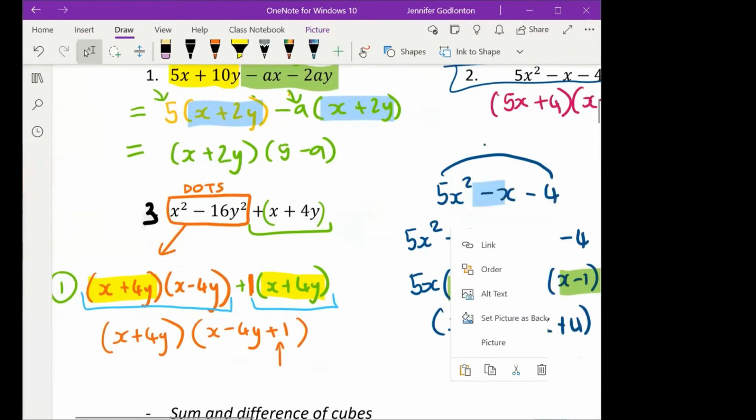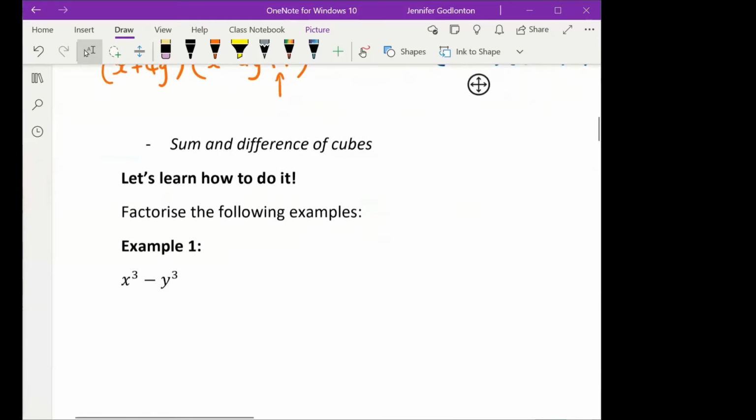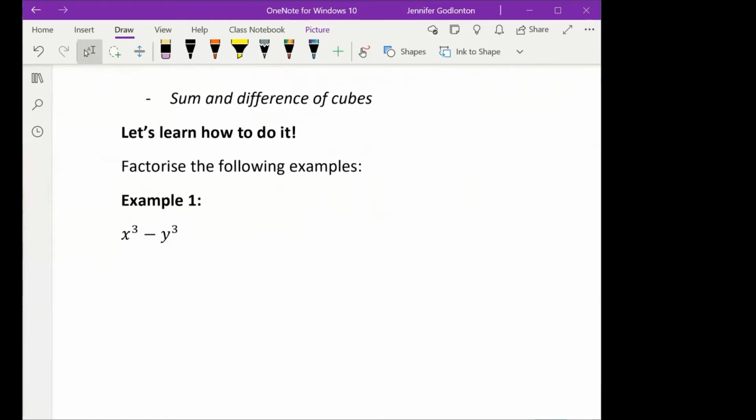Okay, no problem. All right, guys, today we are going to move into something called sum and difference of cubes. Now, sum and difference of cubes looks so confusing when you first see it. You are like, what on earth is happening? But it's actually so easy. It's not horrible at all. It's just a formula that we follow and we always end up getting to the right place.